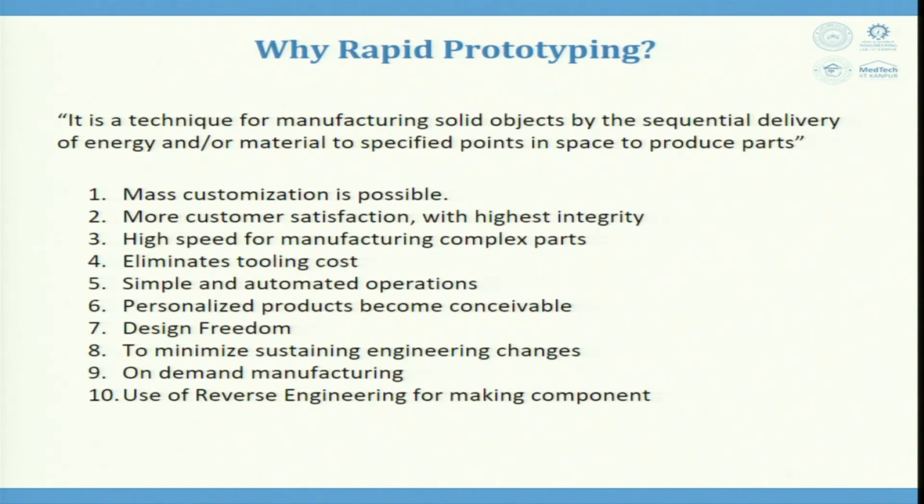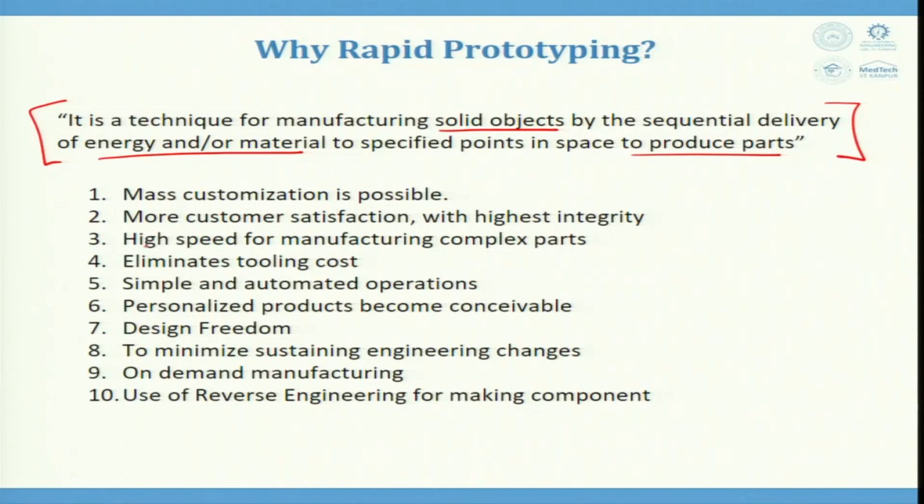Why rapid prototyping? Rapid prototyping is a technique for manufacturing solid objects by the sequential delivery of energy or material to specified points in space to produce parts. A well defined statement to say what rapid prototyping is. The technologies could be any. We can even change the material, or we can change the energy level to produce objects in physical form. This is what rapid prototyping is. Certain benefits are there, which we will see in the next lecture in detail.